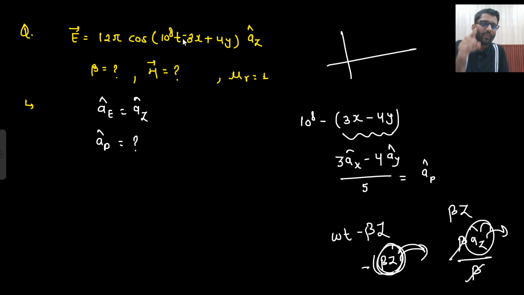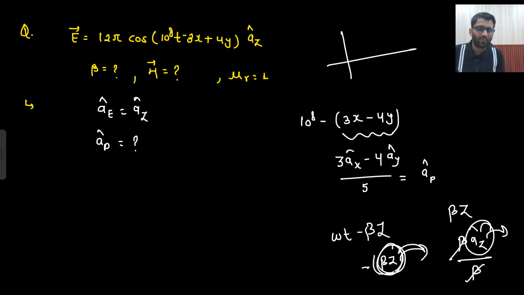So what did I do? Omega t minus beta z: the minus sign I took outward and keep it here, so beta z is taken out. Beta into az cap divided by beta, because beta was the magnitude, so beta got cancelled and az cap is the direction. So the direction here is 3ax cap minus 4ay cap divided by 5.